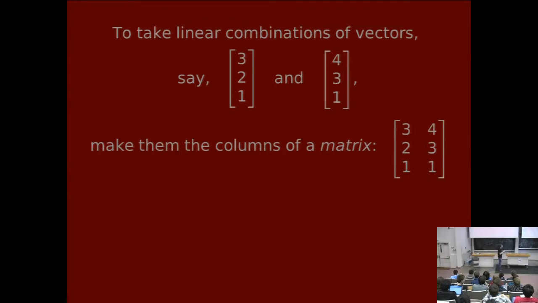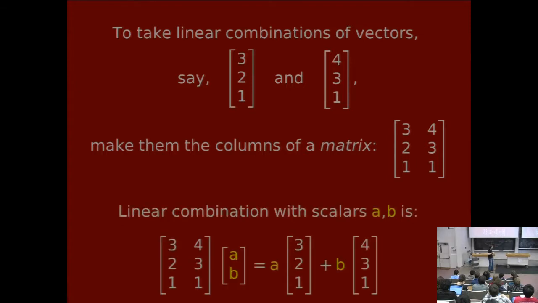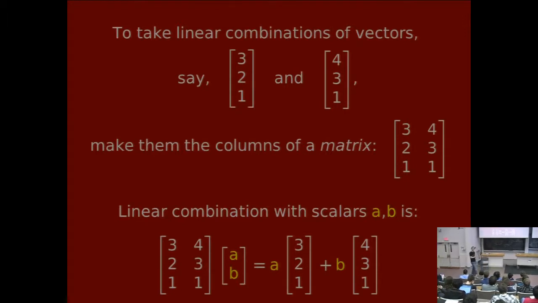So this is stacking these two vectors in a row as a matrix. And then a linear combination of these two vectors with multipliers a and b, that's what we were writing before, and this is another notation for it. So this sort of combination, it's really a matrix times a vector, means a times the first row plus b times the second. Sorry, a times the first column plus b times the second column.